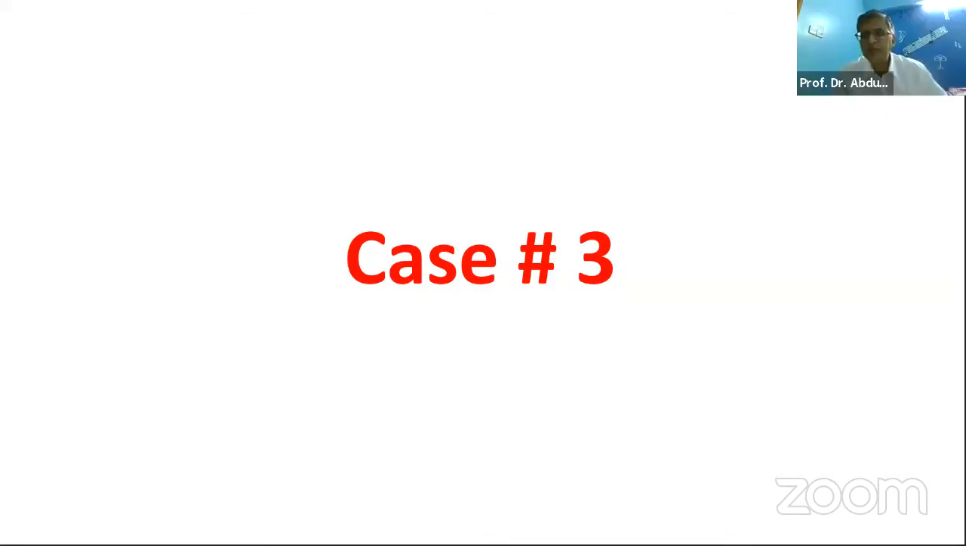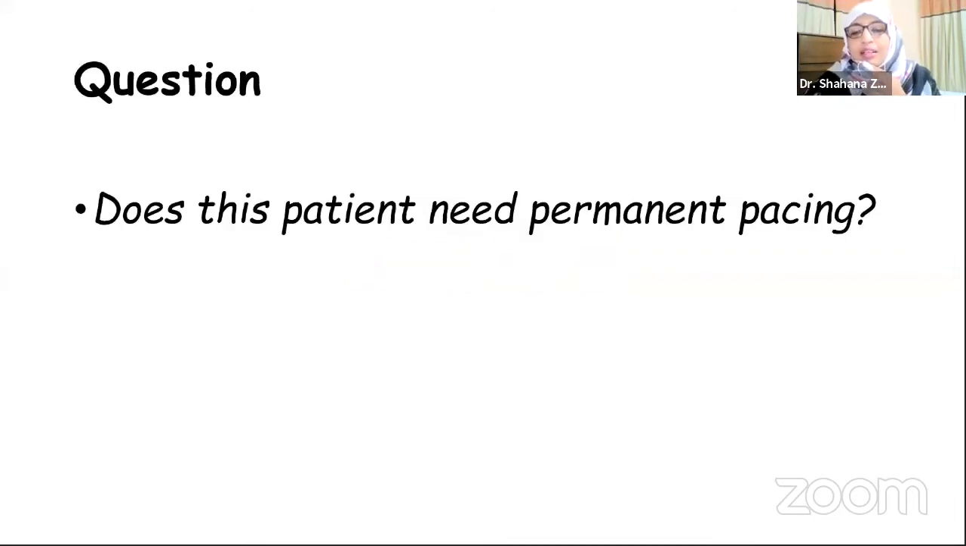Shahana, elaborate. Sir, regarding management of the previous patient, the patient was discharged with advice for a coronary angiogram thereafter, because there were no facilities for the coronary angiogram at that time, and the patient had financial constraints.